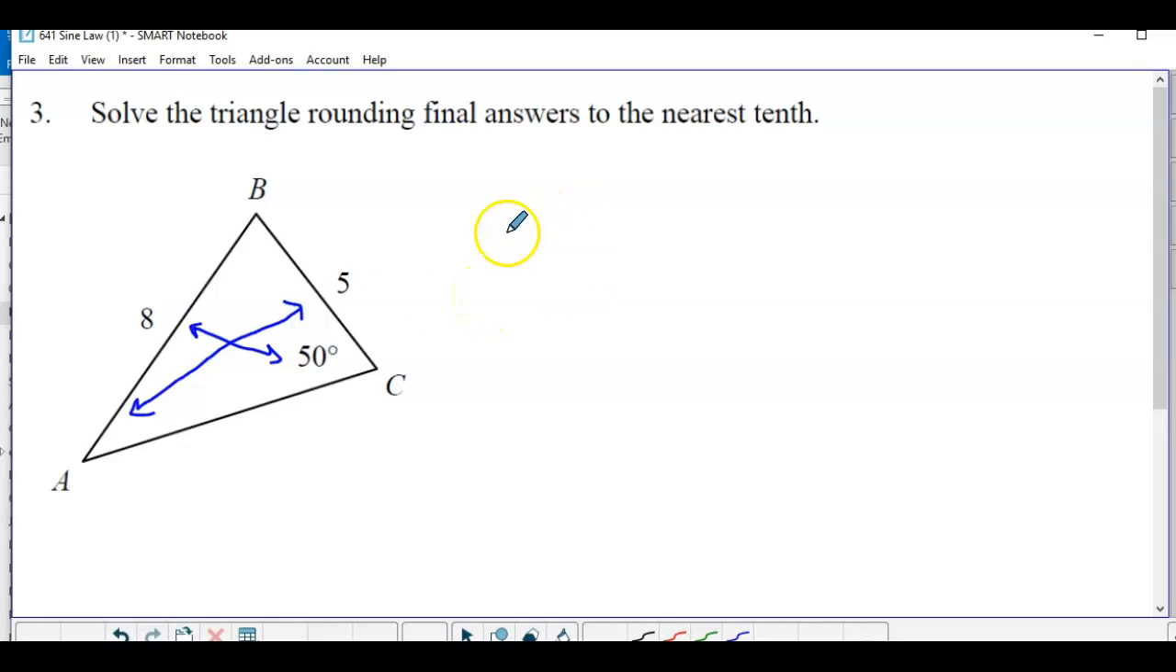So remember that if you're solving for angle A, you might want to use the second version of the sine law, where the reciprocal is taken for every fraction in it. So that would be sine A over the side opposite, which is 5. And then the angle we do know is C, so that would be sine 50 degrees over the side opposite, which is 8.